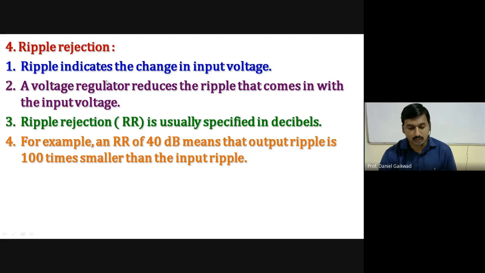Now we have the ripple rejection. Ripple means the AC component, the fluctuation of AC.